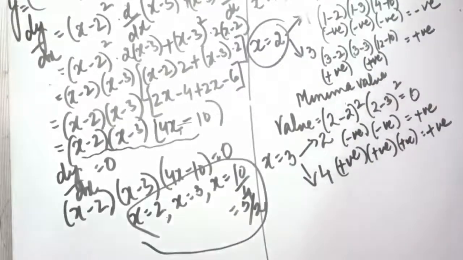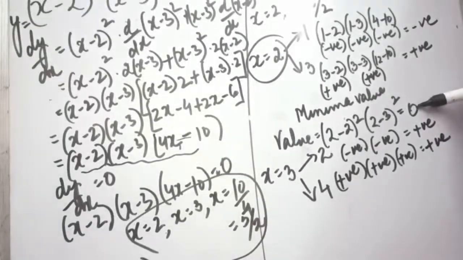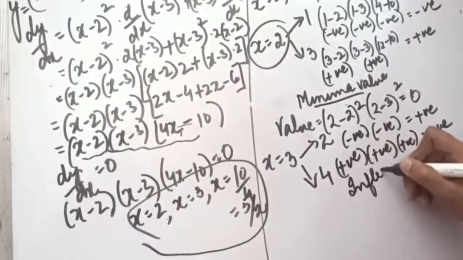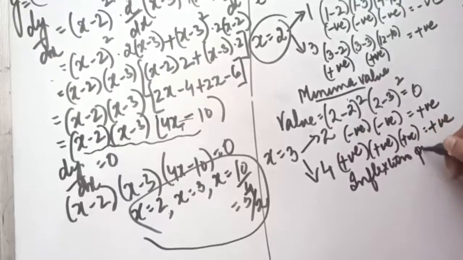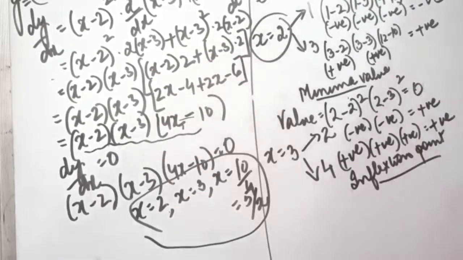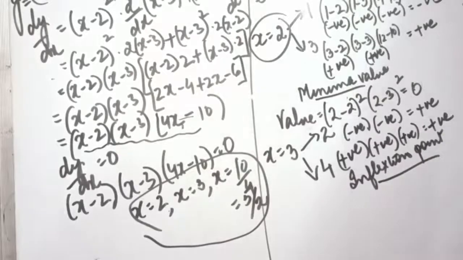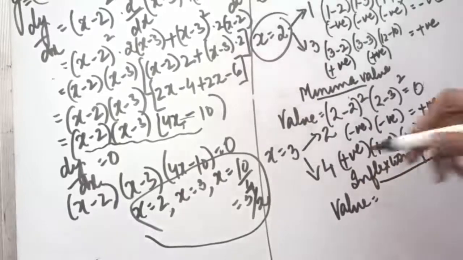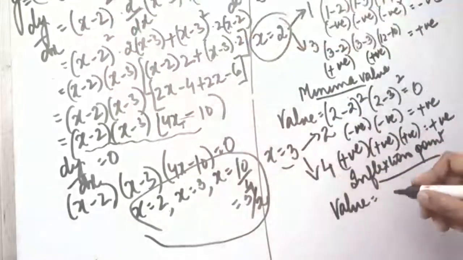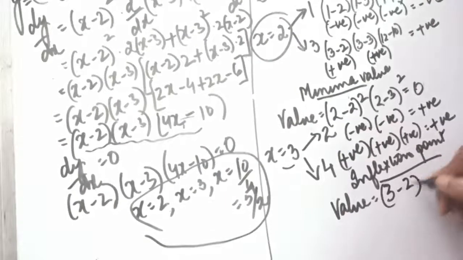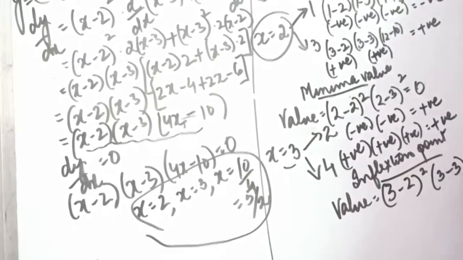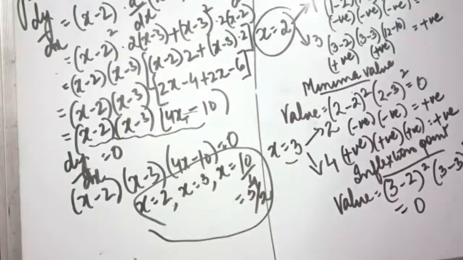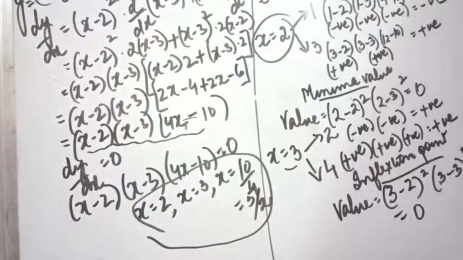So when we are shifting from positive to positive, it will be the inflection point. Inflection point means neither it is point of minima nor it is point of maxima. It is the central point. So here also at the point of inflection we can find the value x is equal to 3. We will put in the main question. So 3 minus 2 square, 3 minus 3 square. So here you can see 3 minus 3 means 0. So here also our value will be coming out to be 0 only.